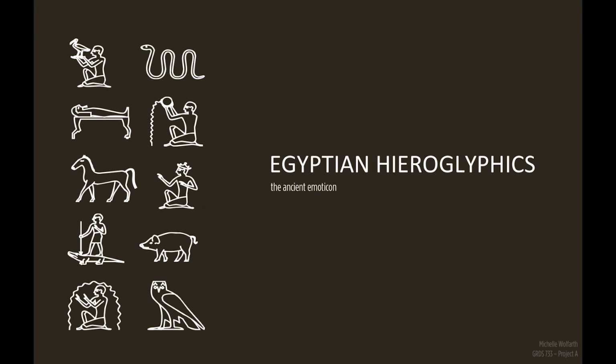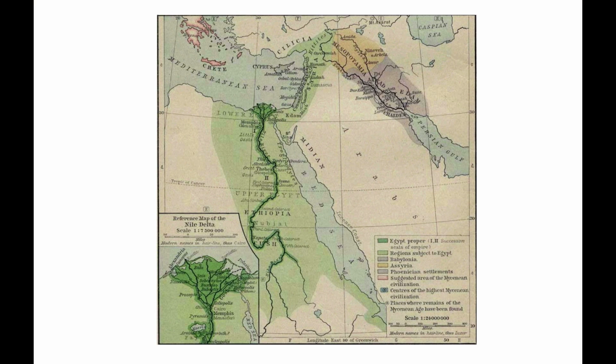Egyptian hieroglyphics. The formation of ancient Egypt can mainly be attributed to its location along the Nile River.